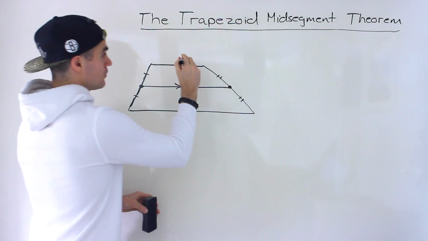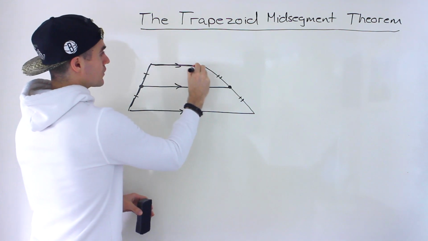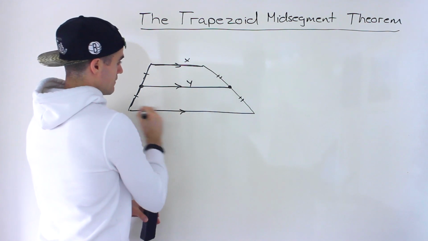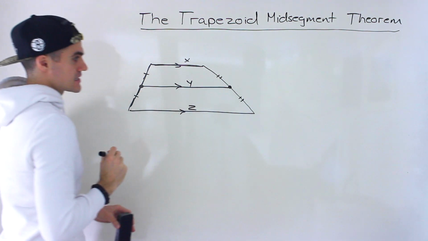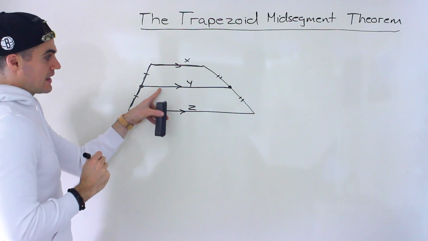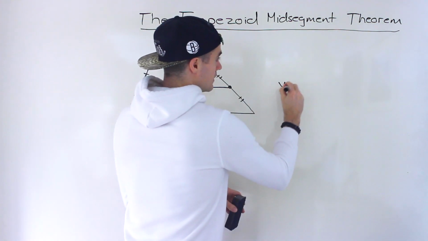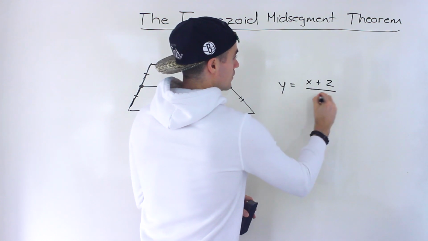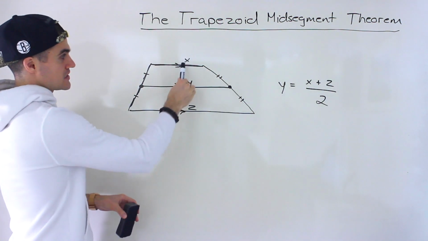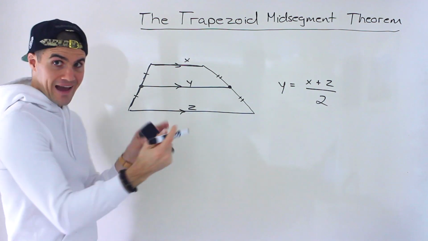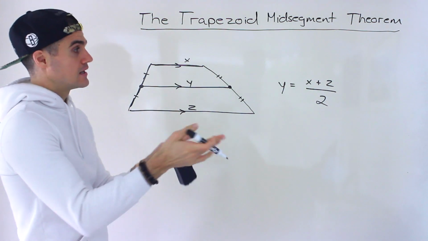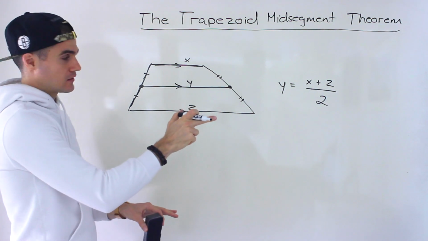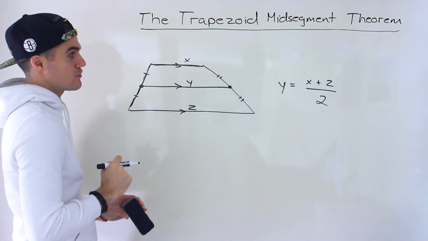So if we label these lengths, let's say this length over here is x, this length over here is y, and this length over here is z. The length y is going to be the average of the other two lengths. So if we add the lengths of the bases and divide it by 2, we would end up with that mid-segment length. And that's pretty much the theorem right there.